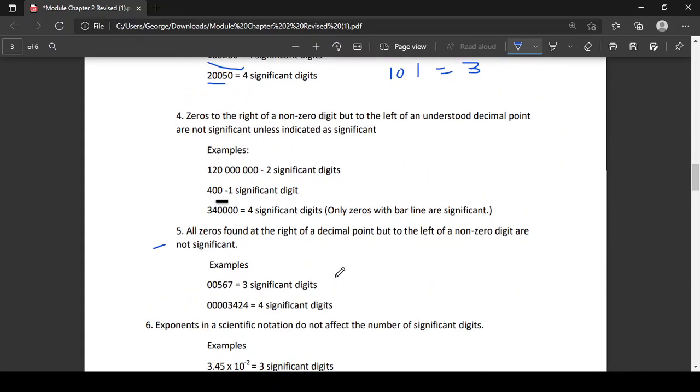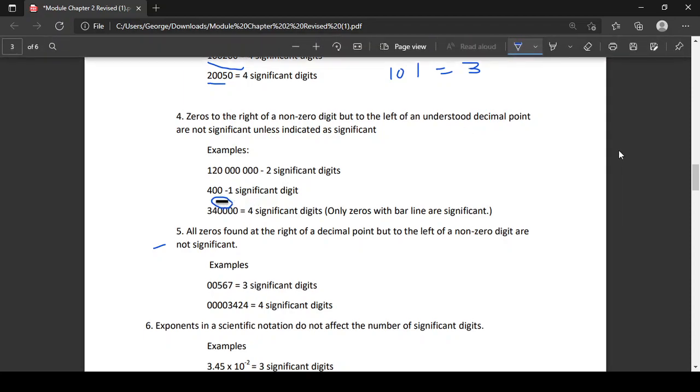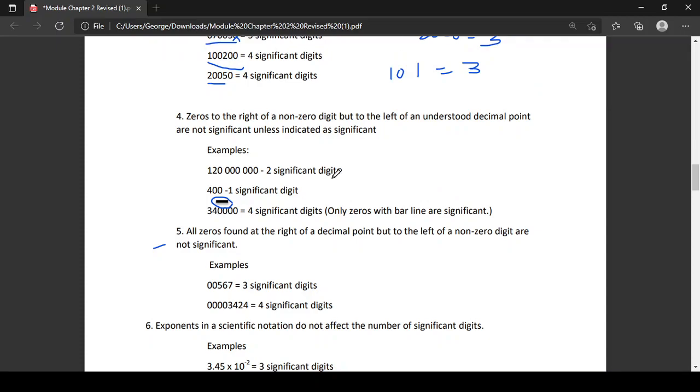Okay? Rule number 4 na kita, kids. Rule number 4, zeros to the right of a non-zero digit but to the left of an understood decimal point are not significant unless indicated as significant. How do you know if they are indicated, kids? May linya sa babaw sa zero. Kita niyo ang linya? Yes, sir. So that is an indication that it is significant.